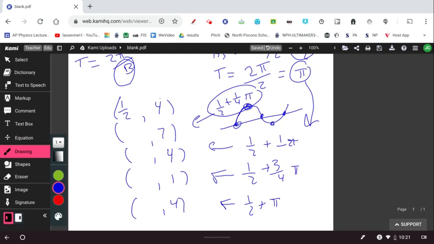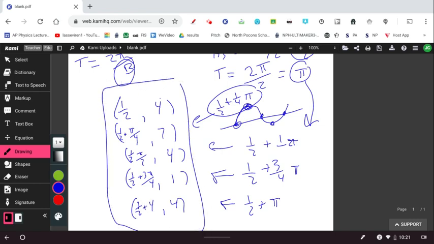So this x value here is going to be, again, 1/2 plus pi over 4. This is going to be 1/2 plus pi over 2. This is going to be 1/2 plus 3 pi over 4. This is going to be 1/2 plus pi. Get your decimal values and graph them.